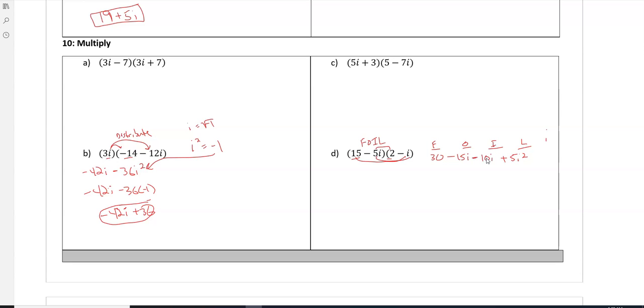And remember, i squared is negative 1, so this will become 5 times negative 1, and that will be 30 minus 15i minus 10i. So let's combine the like terms. 30 minus 5, that is 25. And then negative 15i and negative 10i is negative 25i. And that would be my final answer, 25 minus 25i. All right, so that is it for multiplication of complex numbers.